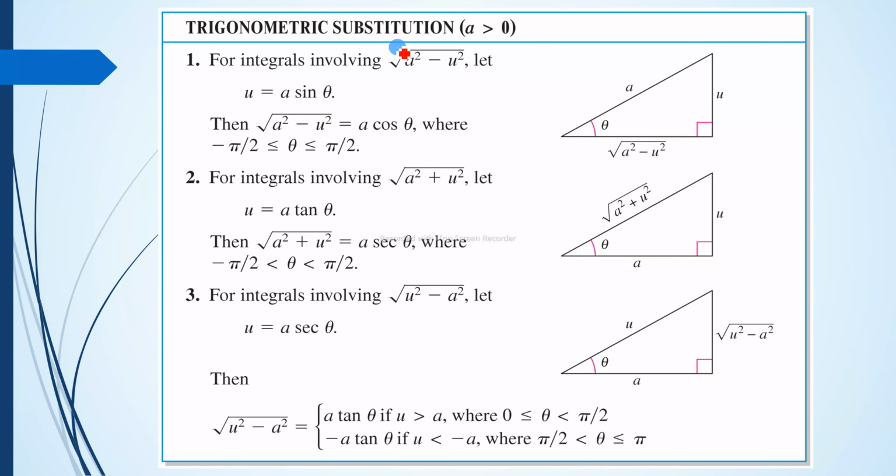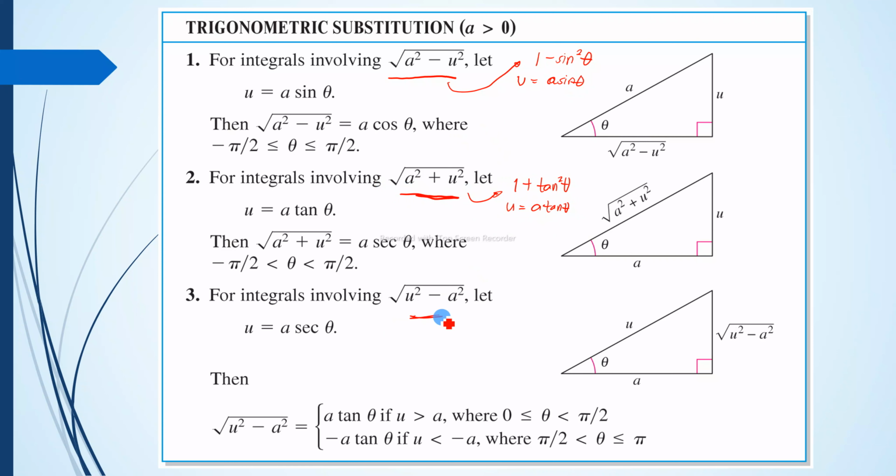Now, if we have the square root of a squared minus u squared, if you look at it, it is in the form 1 minus sine squared theta. So automatically, u is equal to a sine theta. Here, for our square root of a squared plus u squared, if you notice, that is quite in the form 1 plus tangent squared theta, right? So automatically, our u will be a tangent theta.